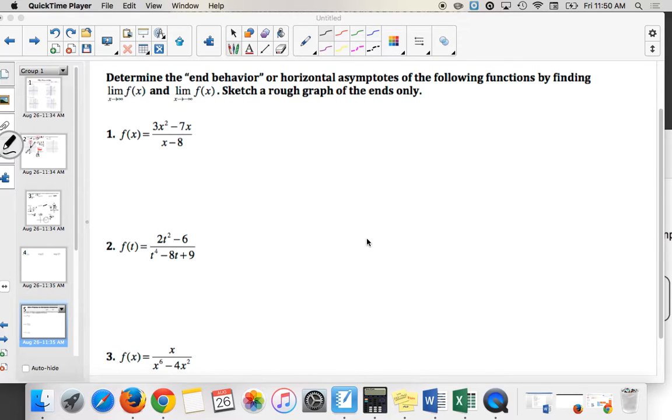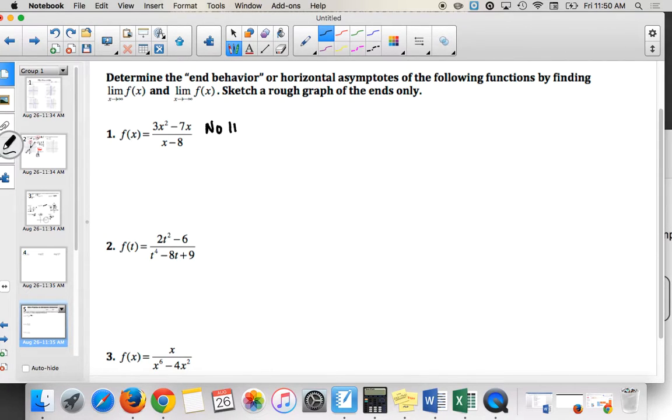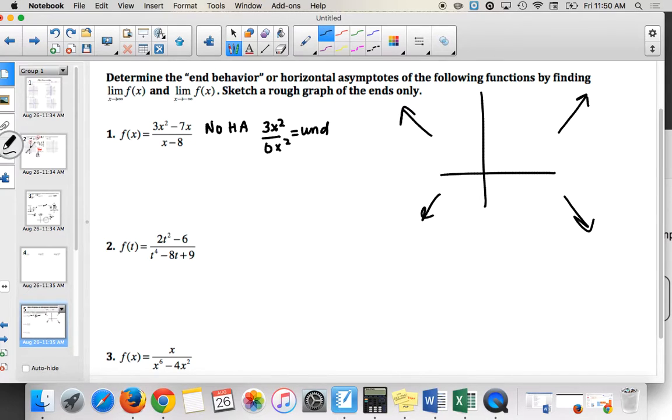All right, so this first one, we have f of x equals 3x squared minus 7x over x minus 8. The first thing to notice is that there is no horizontal asymptote. We know that because the degree on the top is bigger than the degree on the bottom. It's like having 3x squared over 0x squared, which is undefined. So when there is no horizontal asymptote, that means the ends of the graph, as I go to infinity, can go up or down, and as I go to negative infinity, can go up or down. We want to know what's happening.